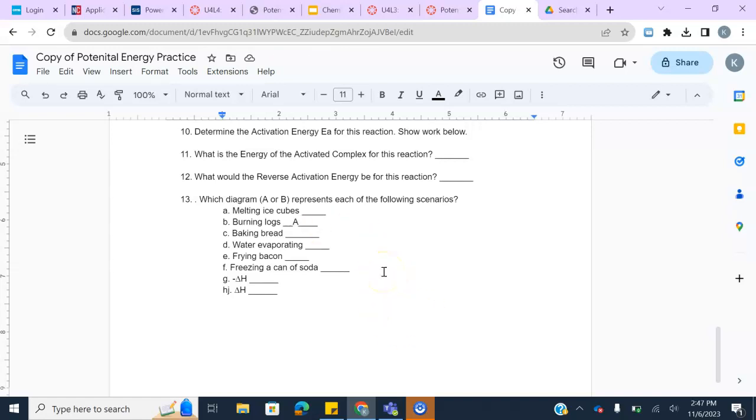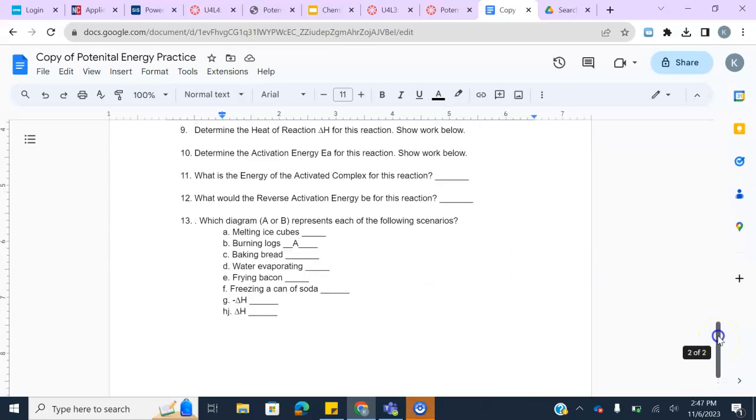So try to read through those, think critically about those, and answer them. Some of them might be a little bit tricky. If you have questions, you can always ask me, but do your best to think through those on your own and try to figure those out.